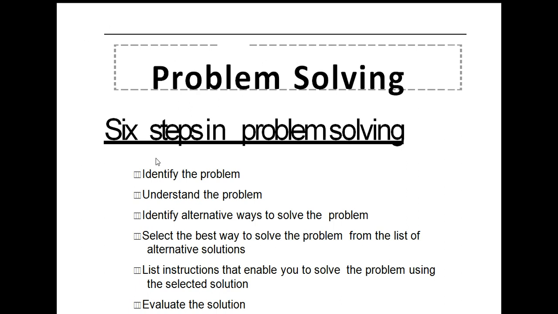So let's discuss first what is problem solving. There are six steps in problem solving. The first step is identifying the problem, and then we have to understand the problem, and also then we have to identify alternative ways to solve the problem. Select the best way to solve the problem from the list of alternative solutions. That is the fourth step. And in the fifth step, we have to list instructions that enable you to solve the problem using the selected solution, and finally evaluate the solution. So these are the six steps in problem solving.